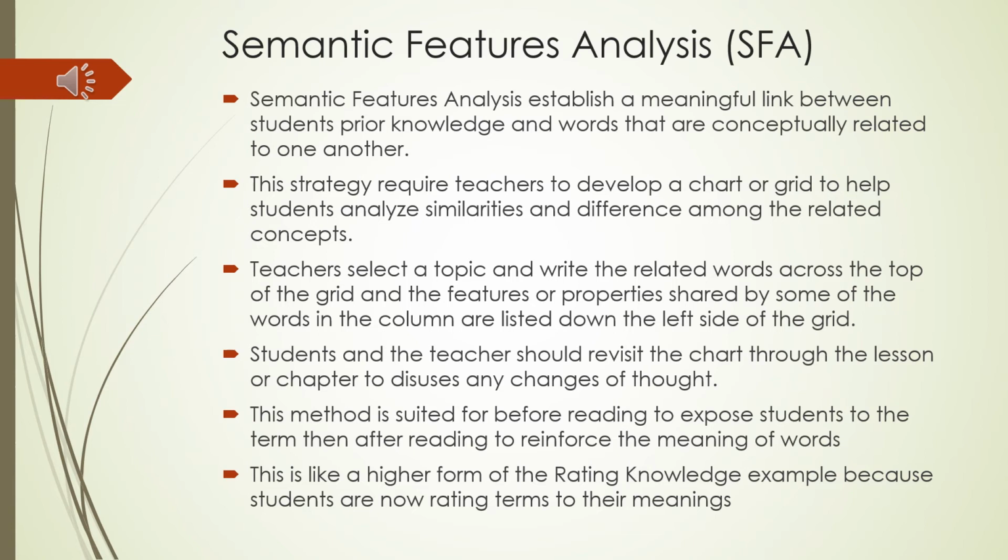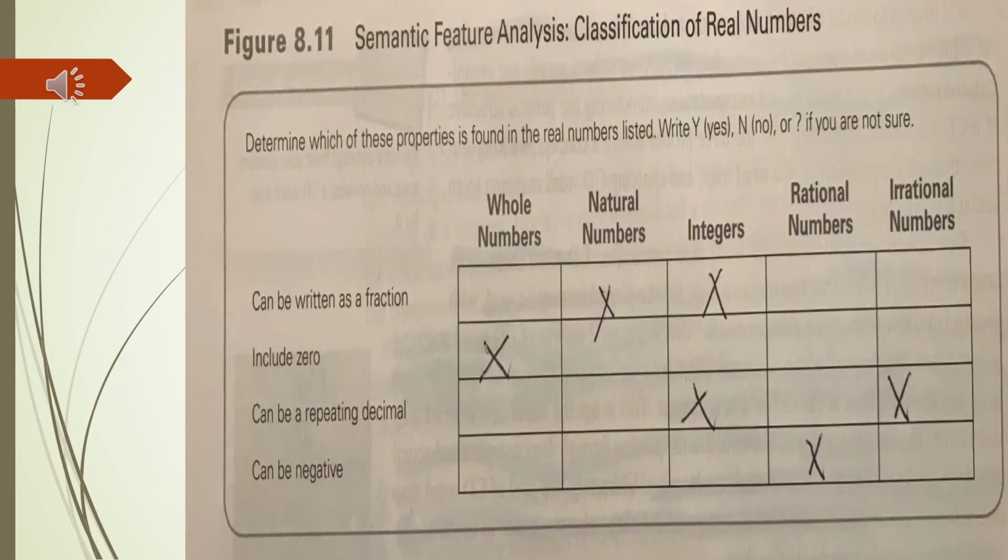This method is suited for before reading to expose students to the term, then after reading to reinforce the meaning of words. This is like a higher form of rating knowledge because students are now rating terms to their meaning. This is an example of the SFA. As you see on the left side, we have the words listed that we want students to be able to interpret. And then on the top, we have their definitions or meaning. And you can write a Y or N for each one across, or you can just put X marks.